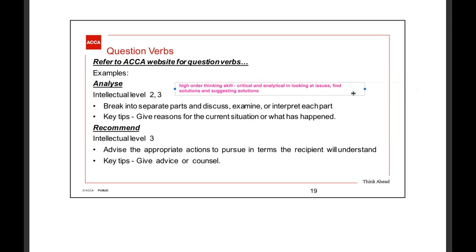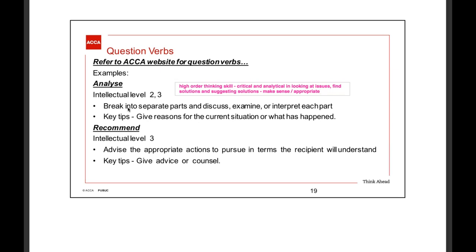So when we talk about suggesting the solution, it cannot just simply be any solutions, okay? The solution must, basically at the end of the day, make sense. It has to be an appropriate one to actually address that particular issue. All right. So this is basically the level.